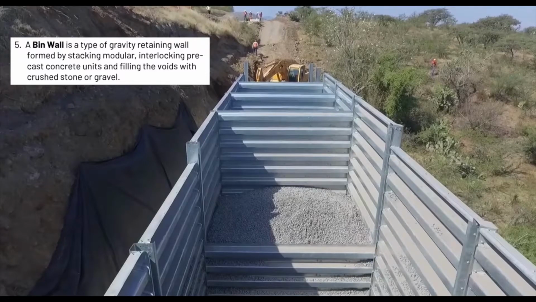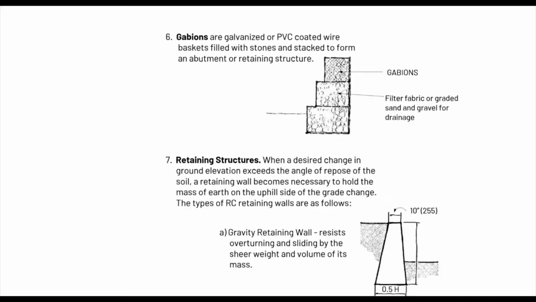So, finifill in yung voids ng precast concrete or steel para ma-carry nung modular na yon yung weight ng retaining wall. Next slide. Gabions are galvanized or PVC-coated wire baskets filled with stones and stacked to form an abutment or retaining structure.